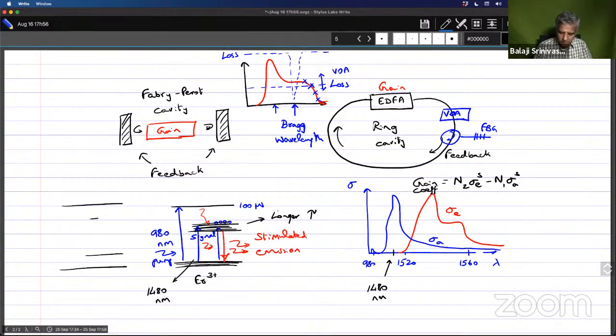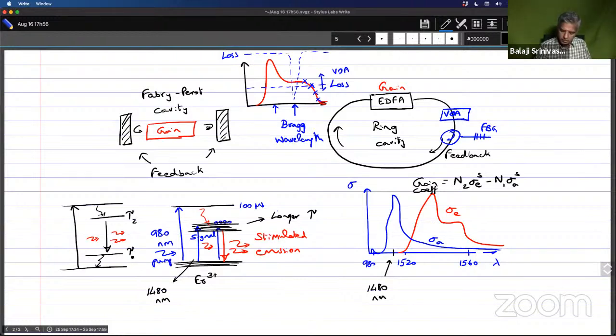In neodymium, you have pumping that happens over here, some non-radiative relaxation over here and some non-radiative relaxation here, and this is where the signal transition is, right? So this is where you can get stimulated emission.